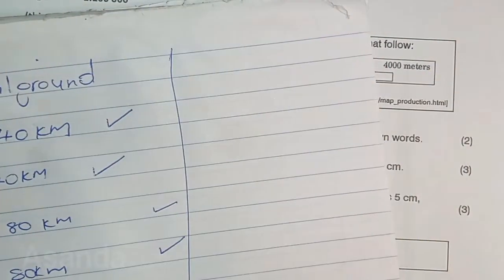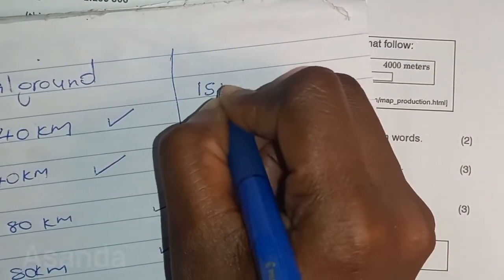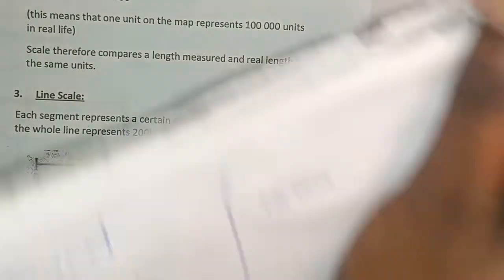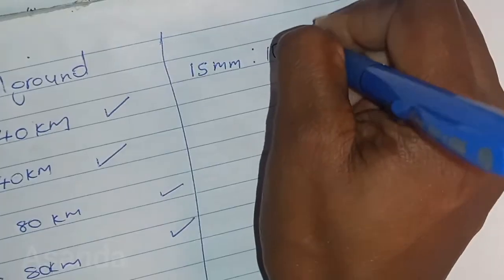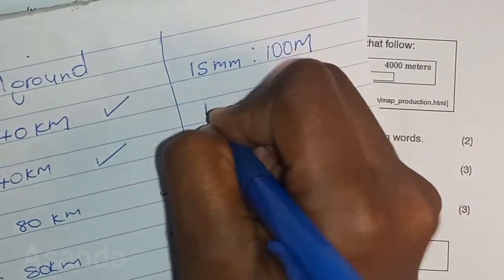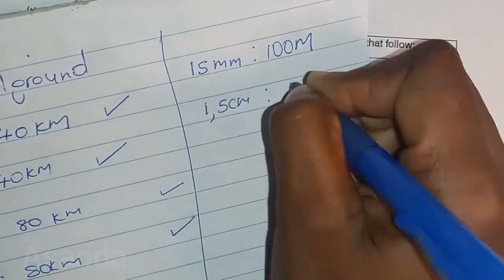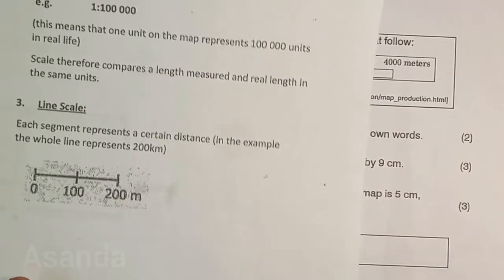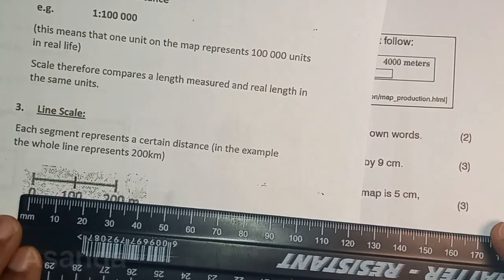So we're going to do this scale on this side. 15 millimeters on the map represents, we said 100, so that's going to be 100 meters on the real ground. If you like, you can say 1,5 centimeters represents 100 meters if you prefer centimeters. And then, if we like, we can do the whole thing.